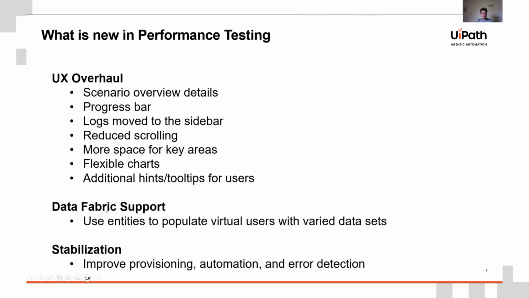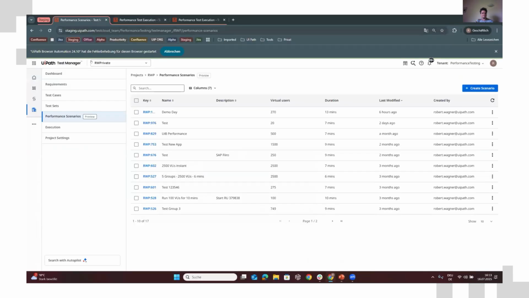But that's not all we did. We also did an integration into Data Fabric. That means we can now also populate the virtual users with data variations. So for each job, for each virtual user who's working against our system on a test, we use different data variants. And of course, a lot of things which are not visible on the interface, improving stability, also the automation, error detection, and so on and so forth. But I don't want to really lose time here. I would like to show you the product.